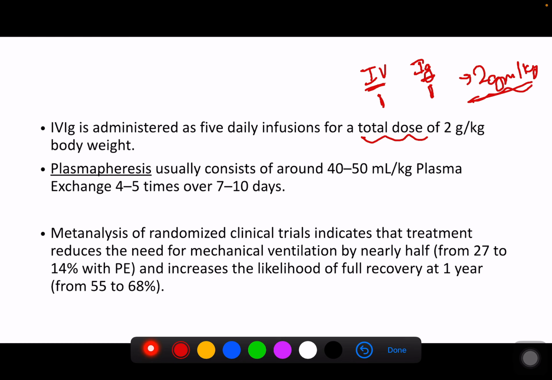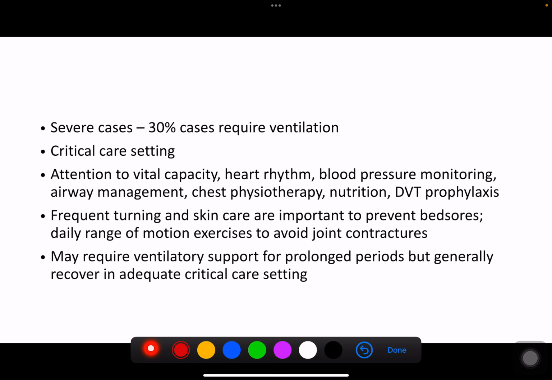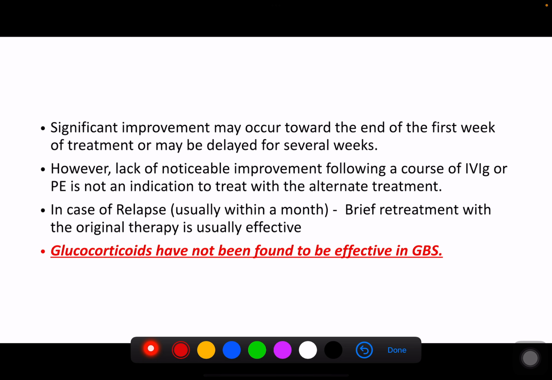Plasmapheresis usually consists of around 40 to 50 ml per kg plasma exchange 4 to 5 times over 7 to 10 days, okay. Meta-analysis of randomized clinical trials indicates that treatment reduces the need for mechanical ventilation by nearly half. Significant improvement may occur towards the end of the first week of treatment, or may be delayed for several weeks.